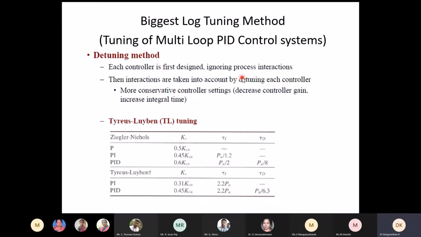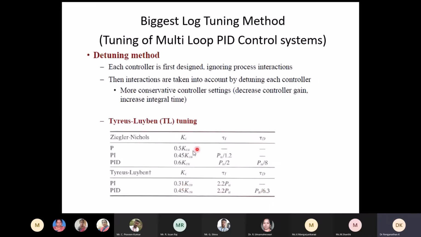So once we identify the process interaction and ignore it, the interactions that are taken into account will be applied for this controller, and we are going to do the detuning. So it's nothing but similar to our PID tuning, the Ziegler-Nichols tuning, that we probably do, and we apply this as a technique. And here there is one tuning technique which is given by this person. It's called the Tyreus-Luyben tuning method, where he has given a specification for this detuned system.